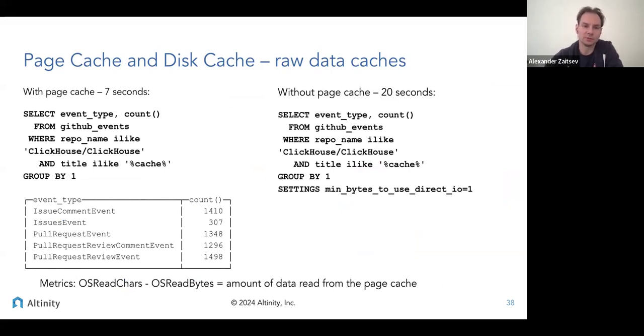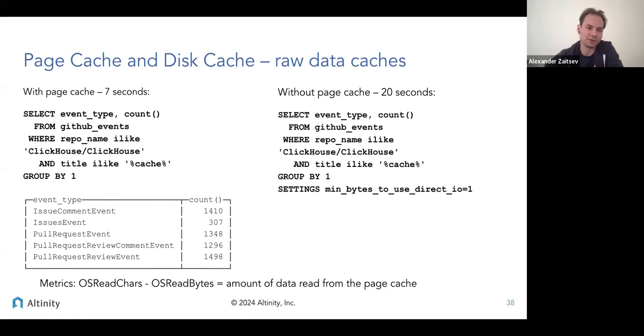So always try to run ClickHouse with more RAM than is needed for your queries, because extra RAM is not lost, it's not unused, it will be used by Linux page cache. You can always see the effect of this page cache if you turn it off, and you can do it with the setting on the right side, min_bytes_to_use_direct_io equals 1. It kind of disables the page cache completely. And if you try the query on the GitHub database, which is one of ClickHouse examples, you can see that normally this type of query will probably run for 7 seconds.